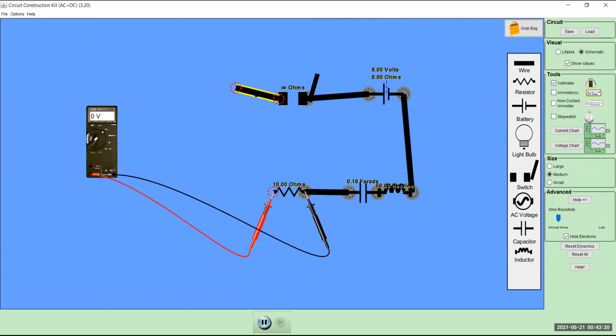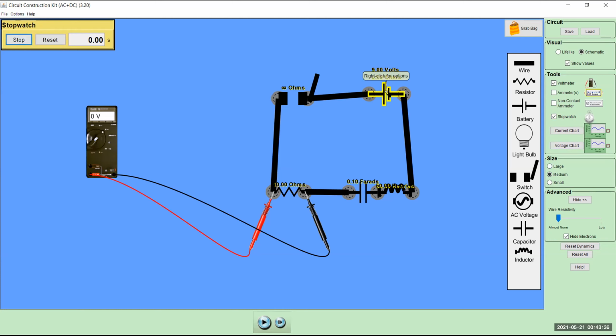Okay, I need to stop the time. Good. And I need to add the stopwatch. And I need to start the stopwatch. I can close the circuit. But before I close the circuit, now we need to put the values. This one needs to be 12 volts. Not 112, 12 volts. That's good, done.